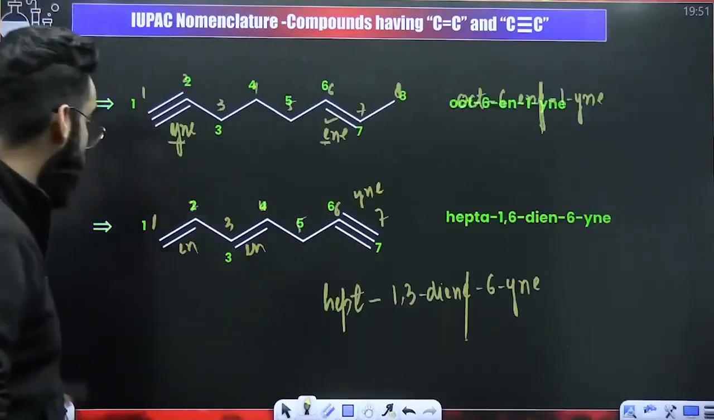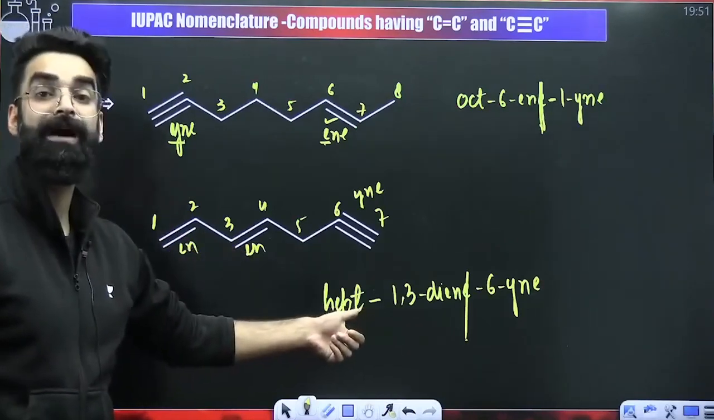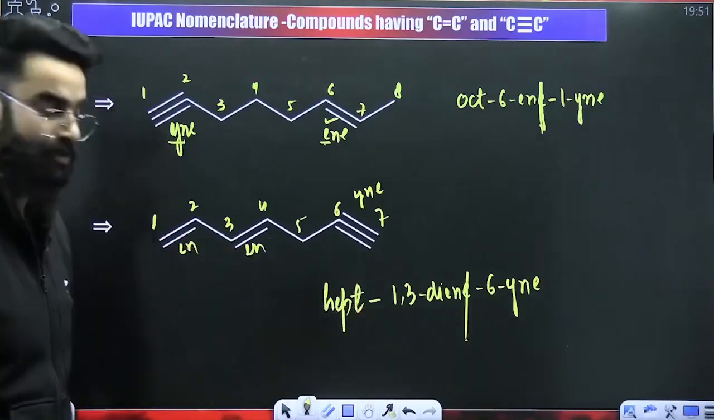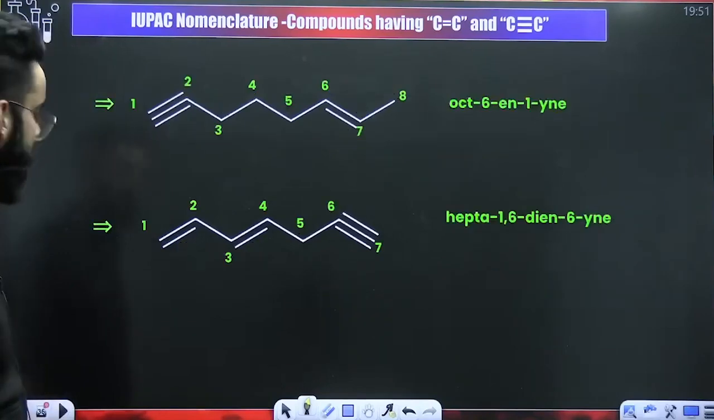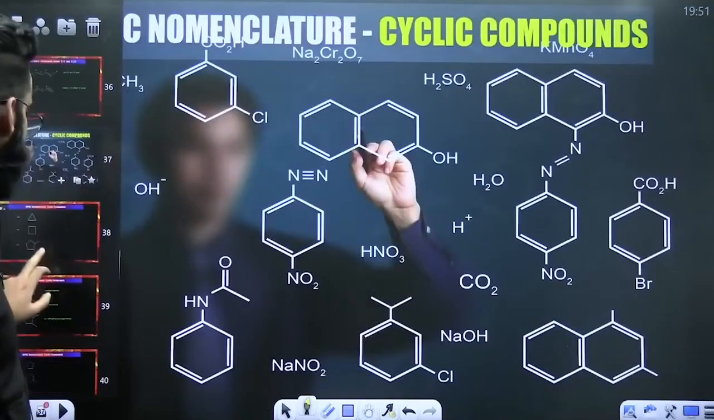Achha, by the way, I forgot to tell you one thing. Here you have got 2 double bonds. So should I be using hept or hepta? Right? 2 double bonds were there. So it's hepta.